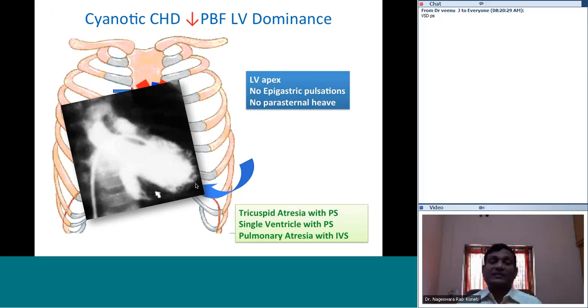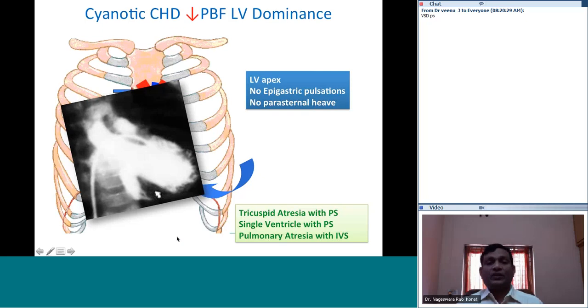Of course, pulmonary atresia with intact septum is a neonatal condition. We should not always bring up that diagnosis when examining a child, but we should say that this is a rare case which can present during early infancy and the neonatal period. So, by and large, for cyanotic congenital heart disease with reduced pulmonary blood flow and LV dominance, you should all know tricuspid atresia with VSD and PS, and single ventricle with PS.